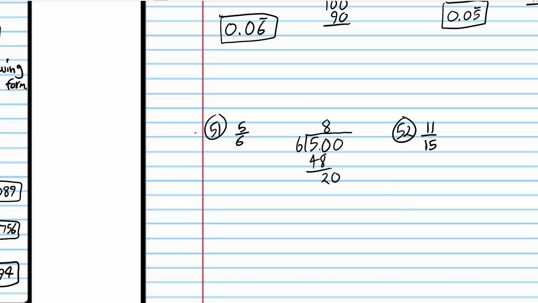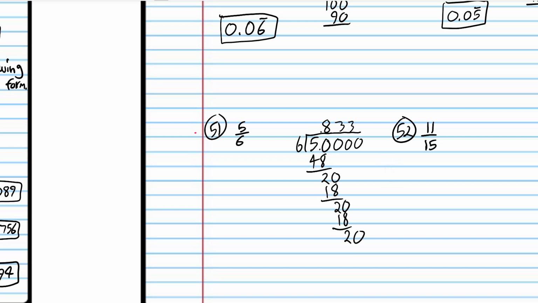6 into 20 goes 3 times. 6 times 3 is 18. So it doesn't seem to be repeating because we have two different numbers. 20 minus 18 is 2. Bring down a 0. But wait a second. Now it seems like it's repeating. 6 goes into 18 3 times, and you have another remainder of 2. So we have remainders of 20, 20, 20, 20. So now it's repeating. So the 8 didn't repeat, but the 3 did repeat.